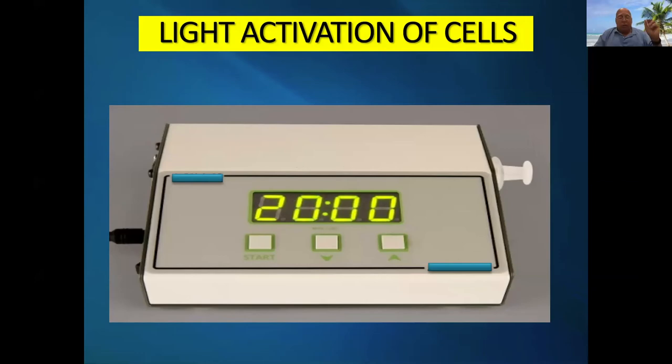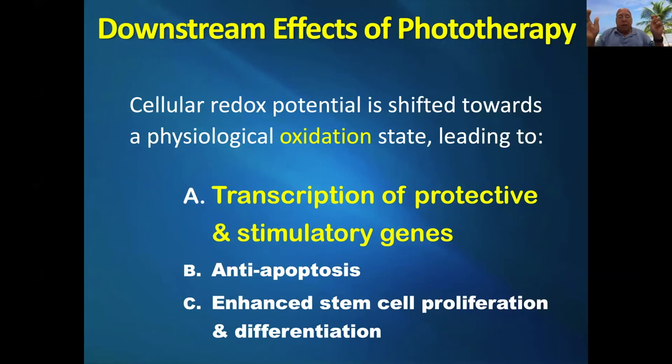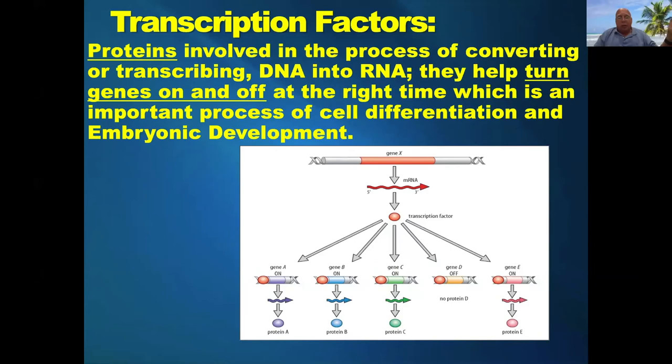Now, some of the effects of phototherapy: basically, it helps in the transcription of certain growth factors and basically turns on genes. When you start talking about transcription factors, it can help increase stem cell proliferation, do all sorts of things, so to speak. And again, here we are with the transcription factors. Again, talking about messenger RNA and the different RNAs, we need to know these things if we're going to really do regenerative medicine in the proper way, okay?